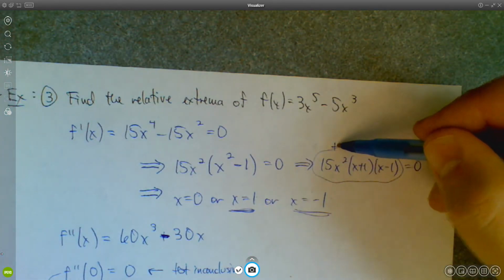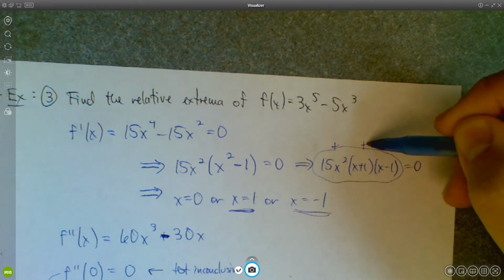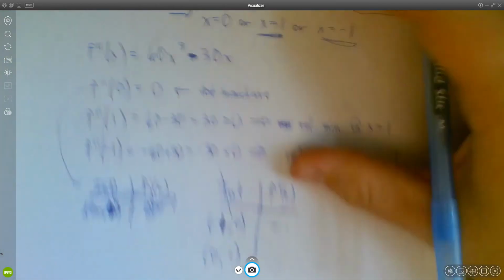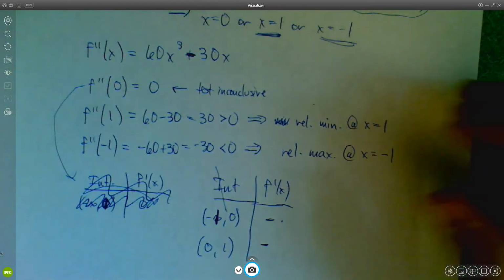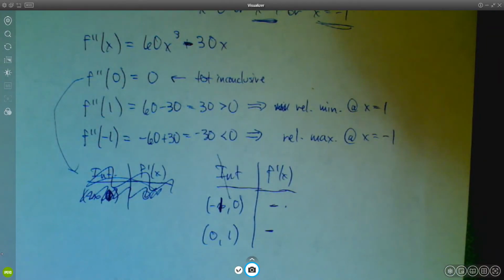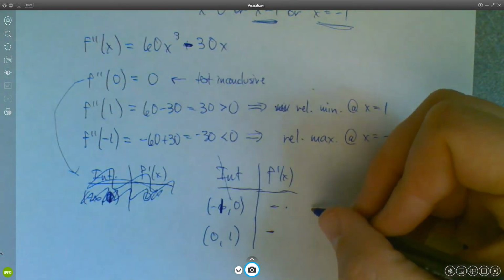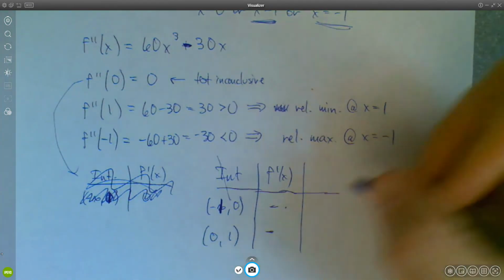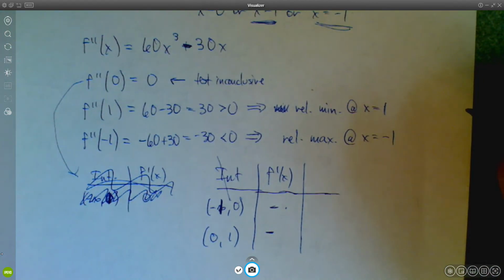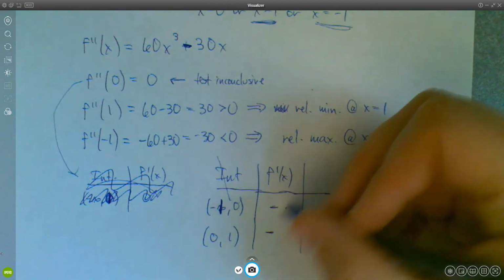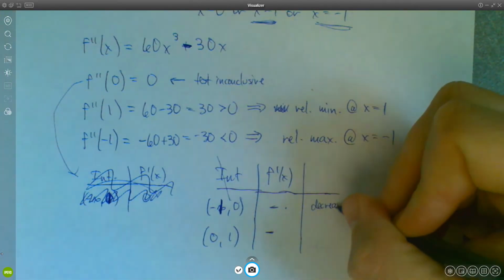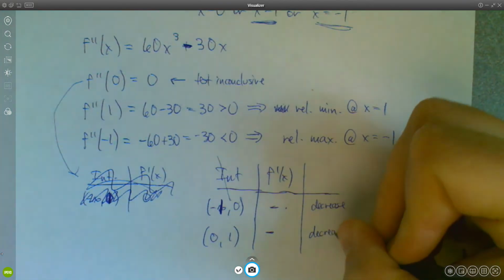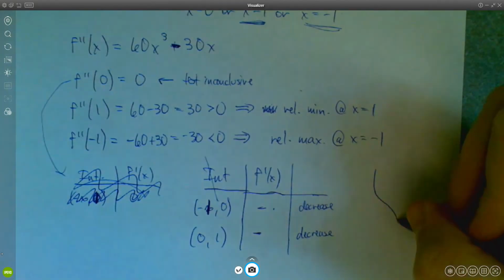Now if I plug in +1/2, +1/2 squared is positive. +1/2 plus 1 is still positive. +1/2 minus 1 is still negative. So it's still negative there. Well, that's interesting, right? That tells me that here I'm decreasing, and here I'm still decreasing. If that's the case, I've got something that looks kind of like that, right?